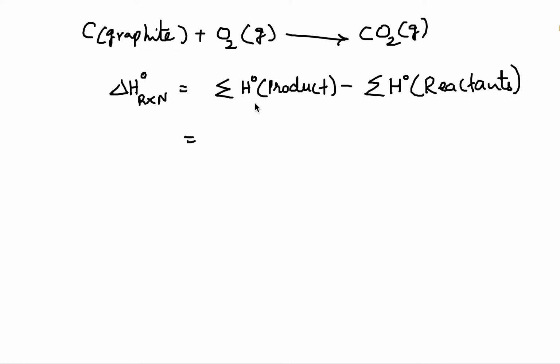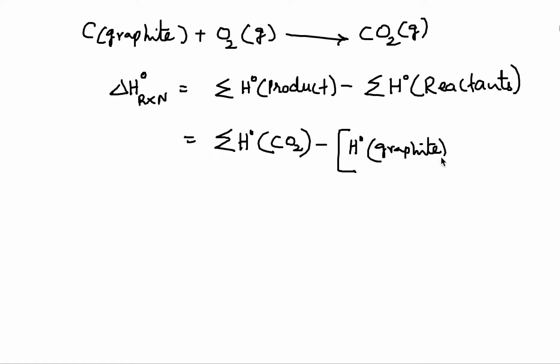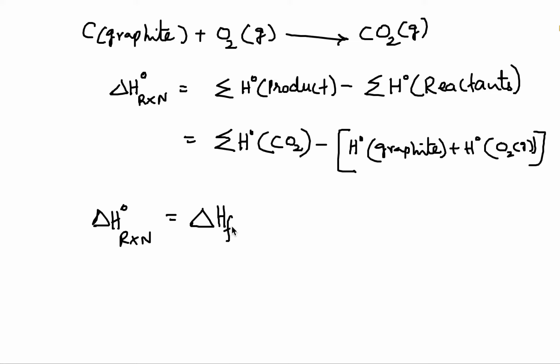Okay, product is a compound here, therefore I can write here this is H naught of carbon dioxide minus, there are 2 reactants, therefore I must use the addition. So that is enthalpy of carbon, graphite, therefore I write graphite here, plus H naught O2 gas. Okay, and delta H naught reaction is going to be a formation of carbon dioxide, and the heat associated here is therefore I can say this is delta HF naught of carbon dioxide.